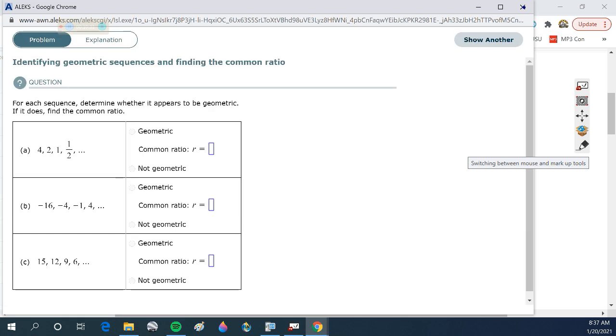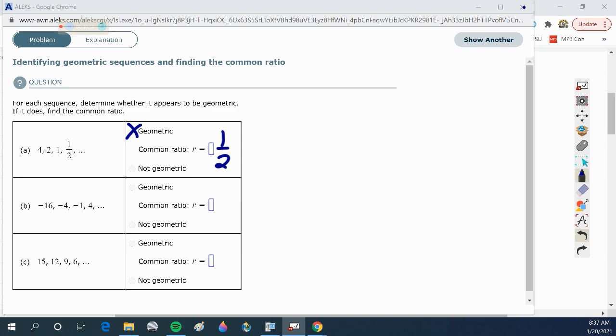All right. Is the first one geometric? Yes or no? Yes. What are we multiplying by? Timesing by 1/2. So we would mark this one as geometric, and the ratio is 1/2. Okay, the next one. It's times by a fourth, times by a fourth, times by 4. So that one's not geometric. And the next one is subtract 3. So it is not geometric.